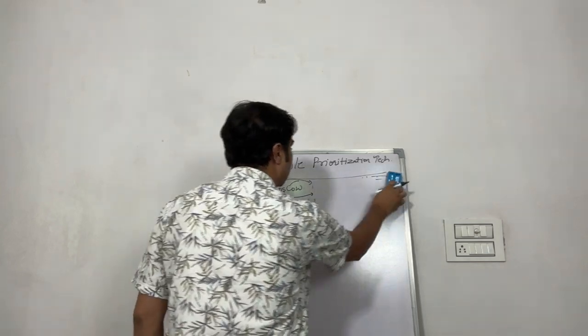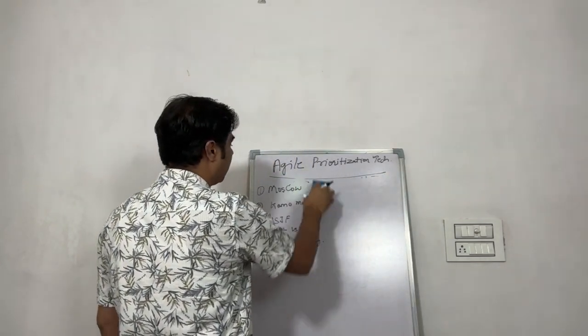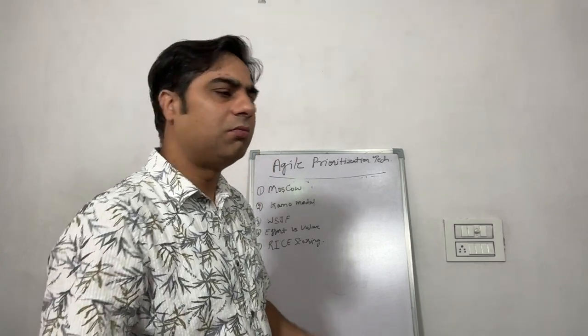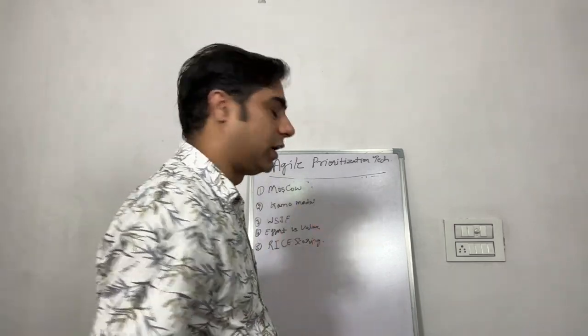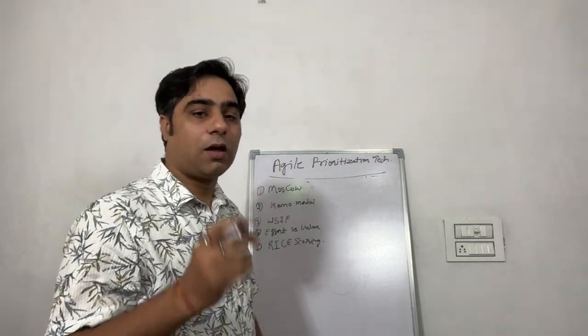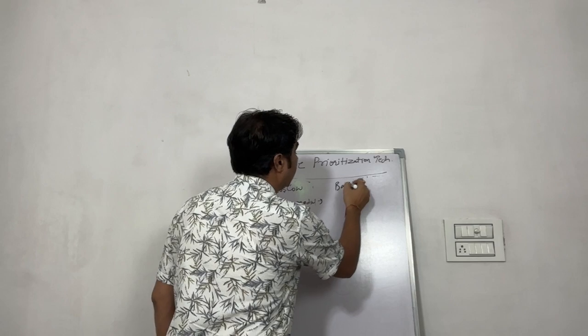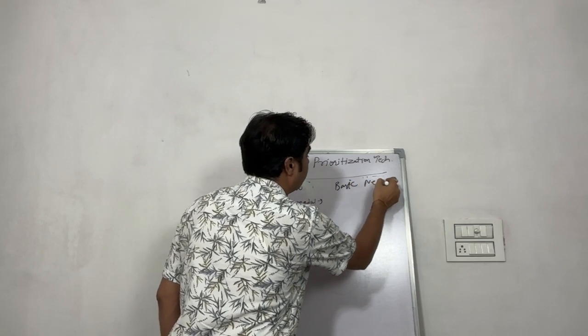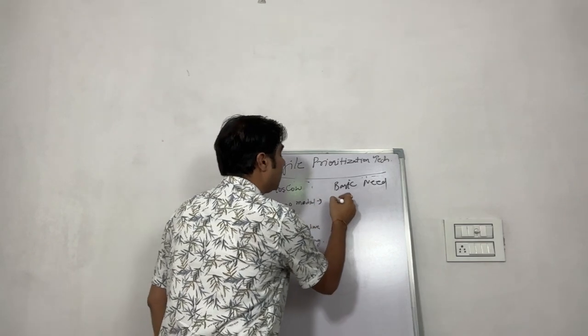Next, let's discuss the Kano model. The Kano model is used very minimally, but it is a very good thing. The Kano model is based, first, on basic needs. Whatever your customer's basic needs are, those should be built first. Now the second is performance.